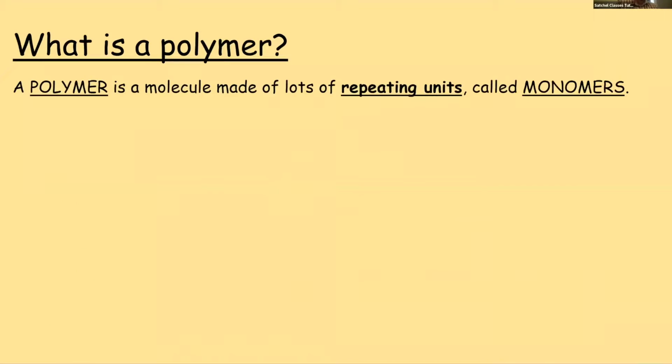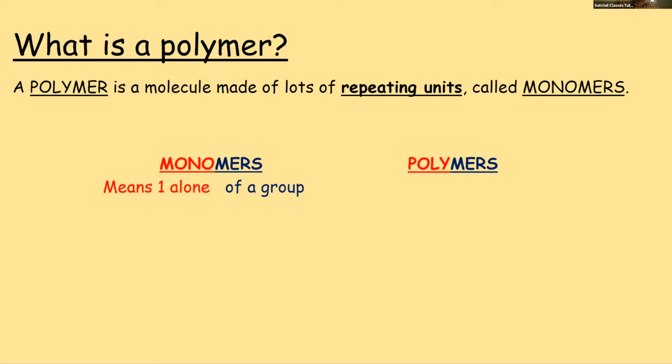So let's get into what a polymer is then. A polymer is a molecule that's made of lots of repeating units called monomers. It sounds a bit complicated when we say it like that, so the easiest way to do it is to visualize it as something different. Before we get there, the word monomer and polymer actually come from, well, there's an etymology to the word, and mono means one alone, whereas mer means of a group. Poly means many, whereas mer means of a group.